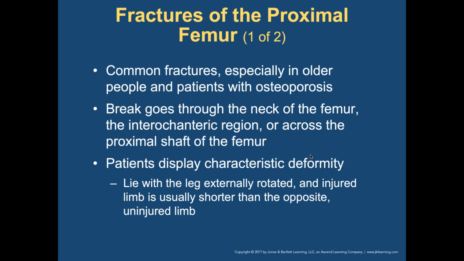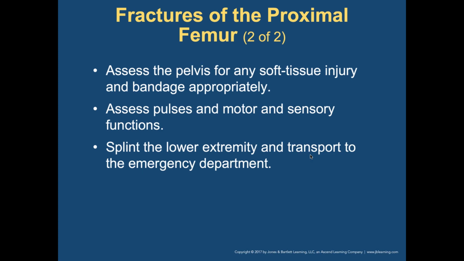So we're going to assess the pelvis for any soft tissue injuries and bandage appropriately. Pad the areas. The age of the patient and severity of the injury will also dictate how we splint that injury. All patients with hip fractures may lose a significant amount of blood. That is a closed injury. You should treat them with high flow O2 and check their vital signs. Be alert for a change in vital signs and treat for shock.